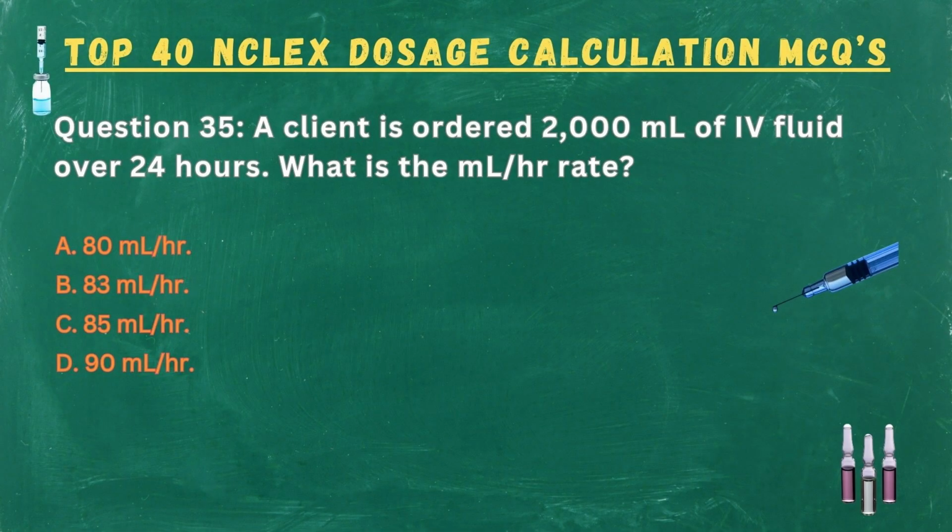Question 35. A client is ordered 2,000 milliliters of IV fluid over 24 hours. What is the ml/HR rate? A. 80 milliliters per hour. B. 83 milliliters per hour. C. 85 milliliters per hour. D. 90 milliliters per hour. Answer: B. 83 milliliters per hour.